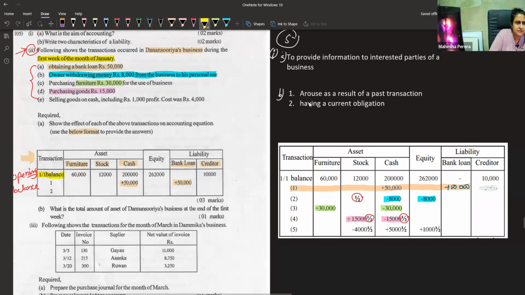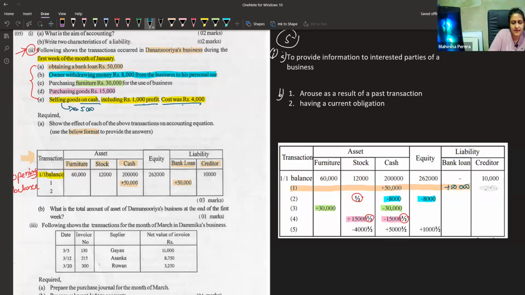Right. Then we have another transaction, selling goods on cash including 1,000 rupees profit. Cost was 4,000. A profit of 1,000 rupees is given, and the cost of the stock is 4,000 rupees. Now how much is the selling price then? The profit is 1,000, the cost is 4,000. Our selling price is how much? 5,000 rupees. We sell at 5,000 rupees.